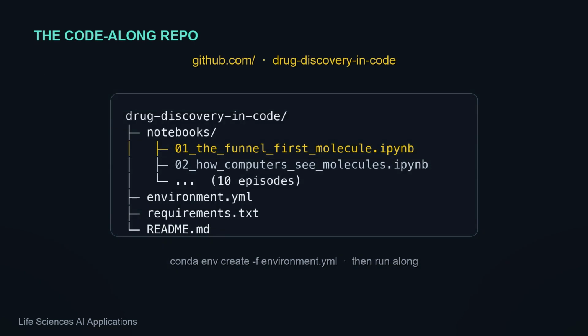Which brings me to the GitHub repo. Every episode is a notebook you can download and run along with me, the link's in the description. Clone it, create the environment with one command, and you're ready. This is a code-along: pause, type, experiment. That's how it sticks. So let's write our first real code.